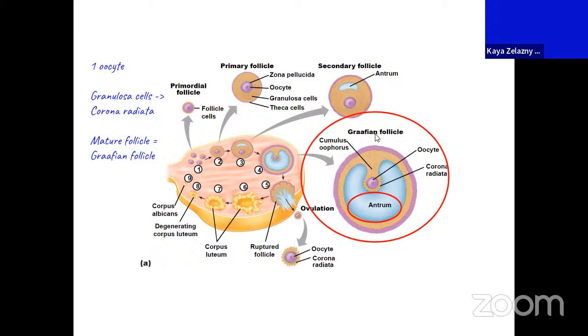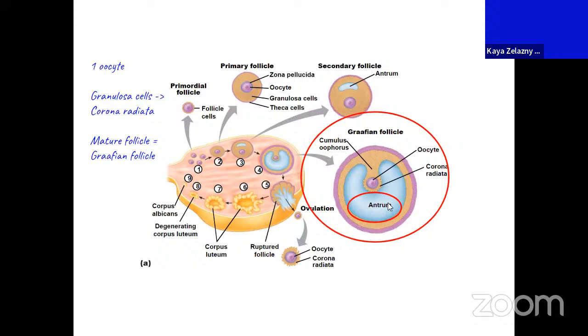So here's that Graafian follicle. We can see that the granulosa cells have given us a kind of crown-like structure surrounding our growing oocyte. So that's our corona radiata. And particularly, we can see that this antrum has gotten quite large in our Graafian follicle, which is the mature follicle.